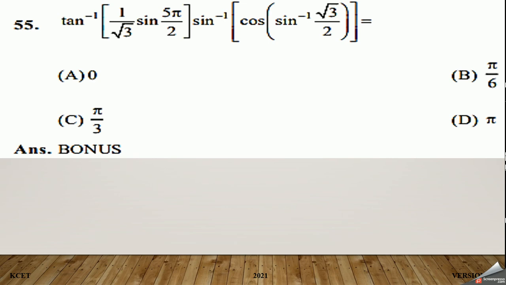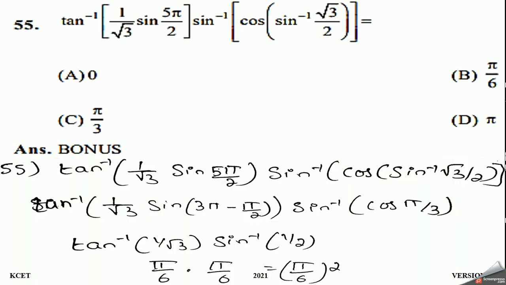Again, inverse trigonometric function, you have tan inverse of 1 by root 3, sine of 5 pi by 2, which can be written as 3 pi minus pi by 2. And already we know that sine inverse of root 3 by 2 is pi by 3, and cos pi by 3 is 1 by 2. So sine inverse of 1 by 2 is pi by 6.